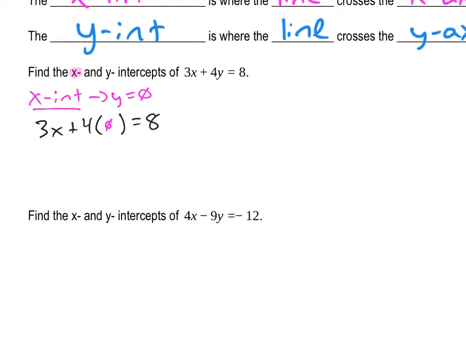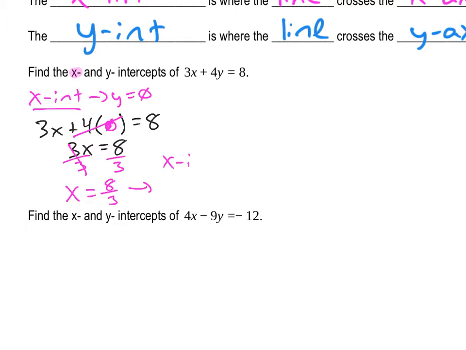What happens to that part of the equation? It becomes 0, right? It kind of just eliminates that term. And what we're left with is a one-step equation. 3x equals 8. How do you solve that? Divide by 3. It won't be even. We'll have x equals just 8 over 3. Can't reduce it. But don't stop there. Write that as a coordinate.